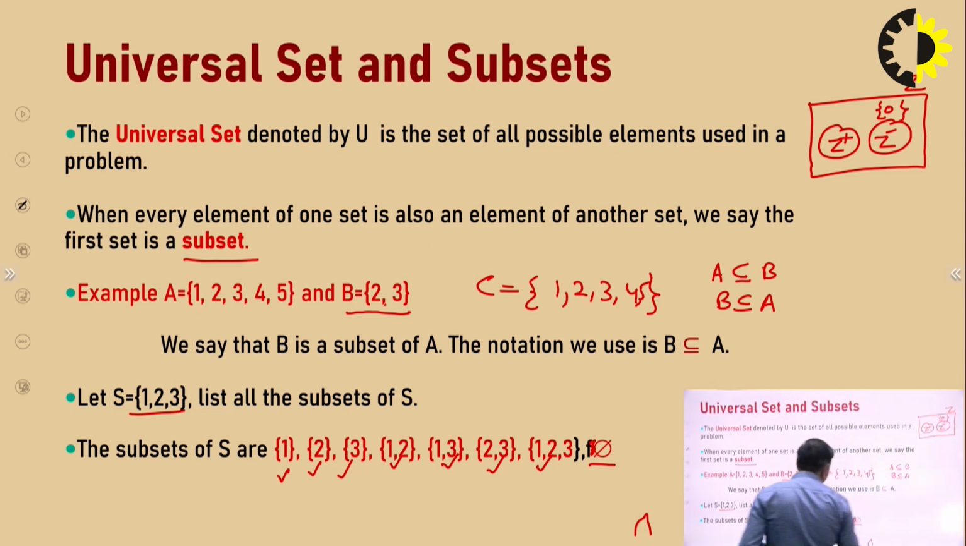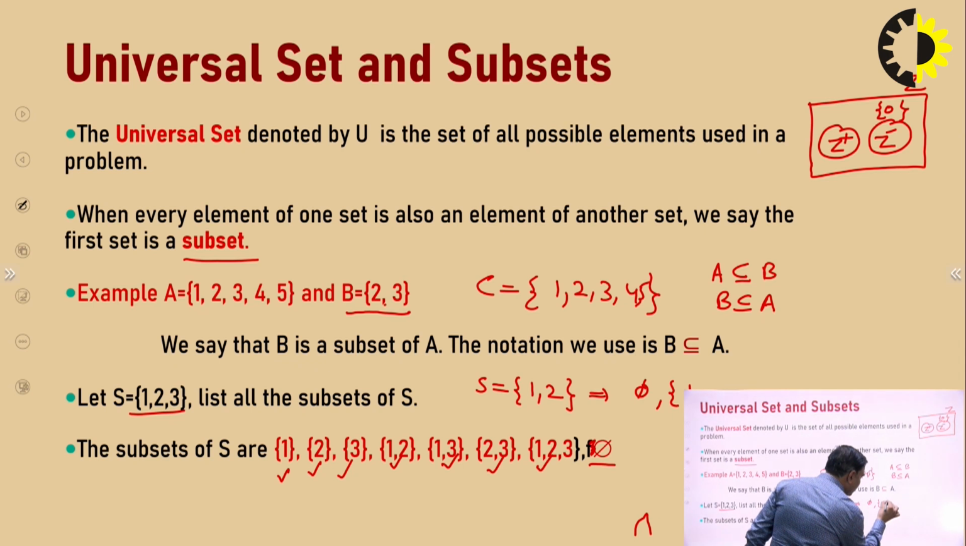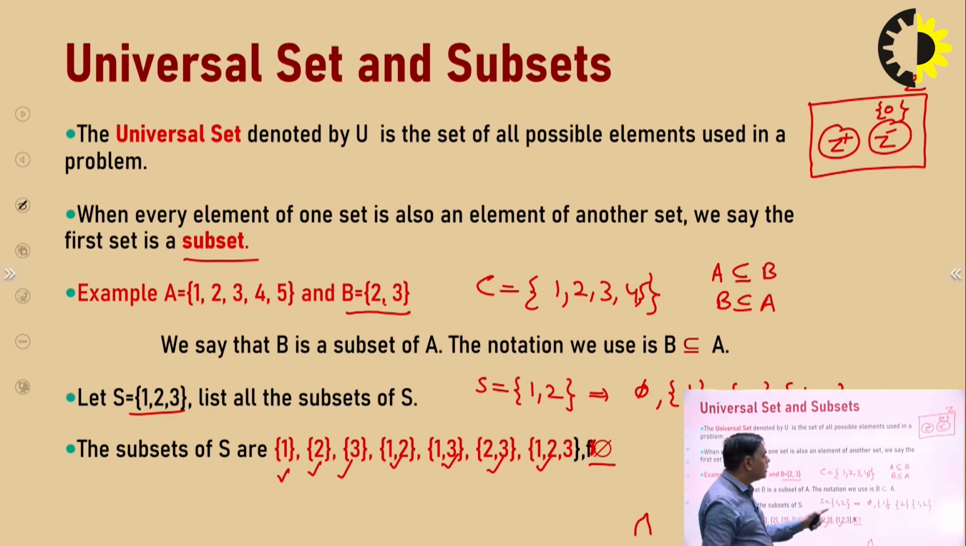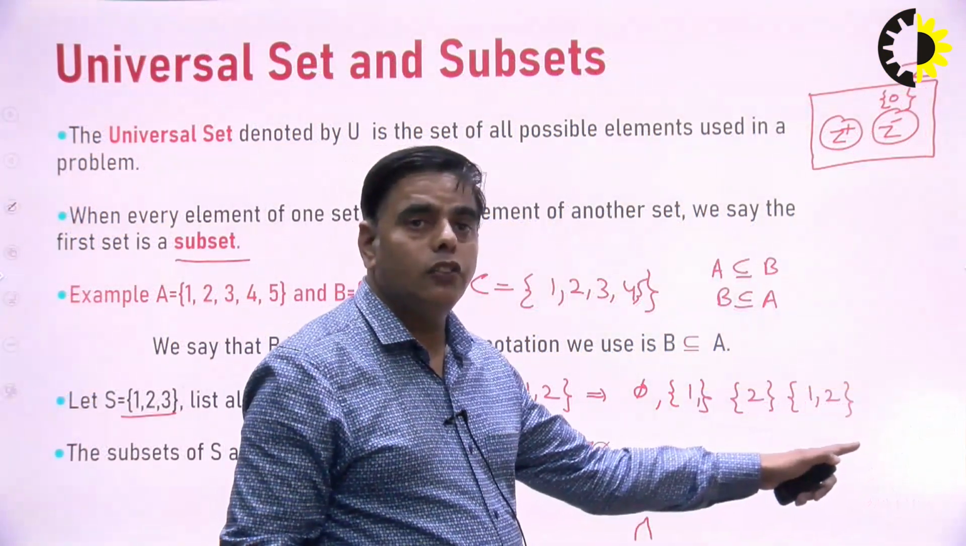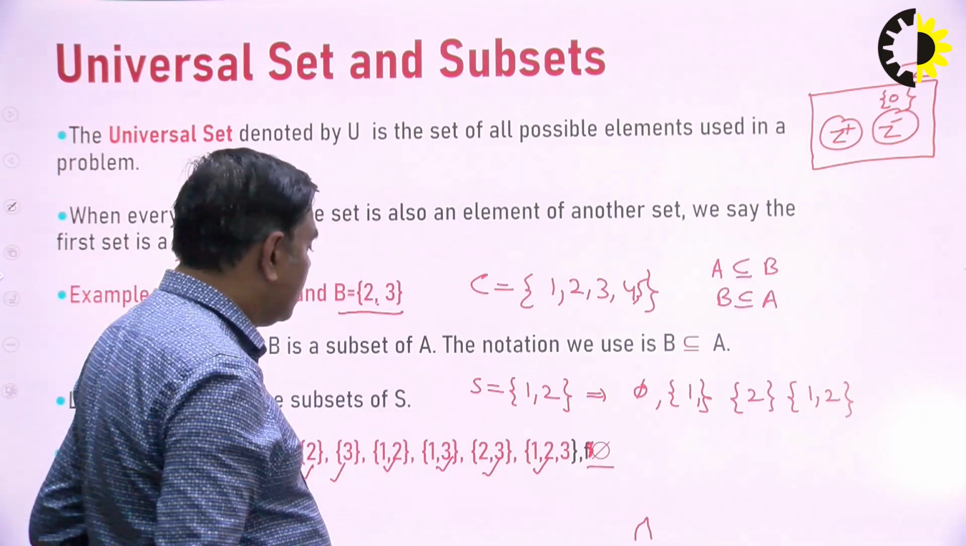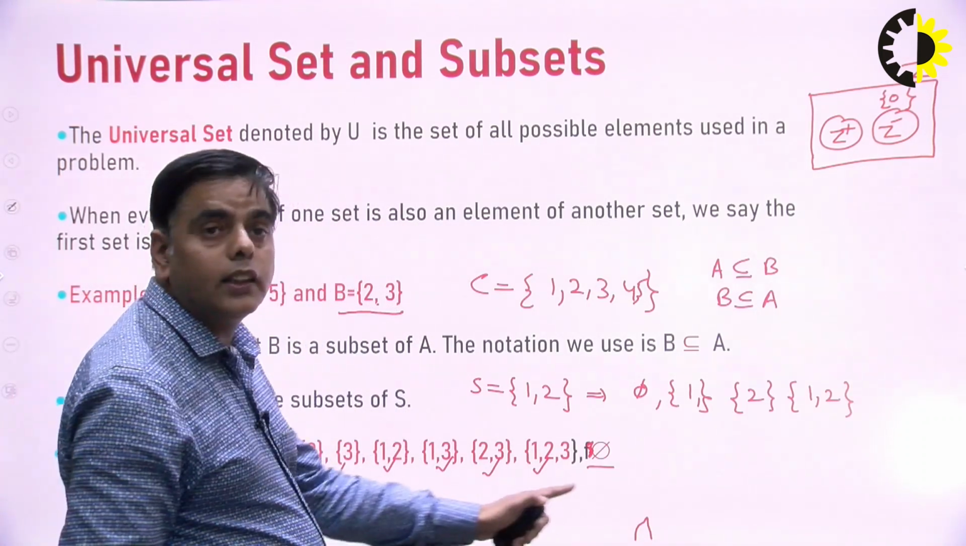So if there is a set S and there are only 2 elements, then you will create a set having 0 elements, phi. Then you will create subsets having 1 element. Then you will create a subset having 2 elements. So these are the subsets. So if there are 2 elements, the number of subsets is 4. If there are 3 elements in a set, then the number of subsets is 8.